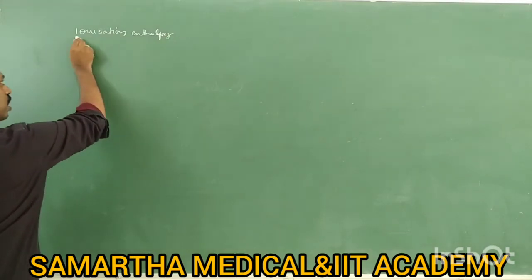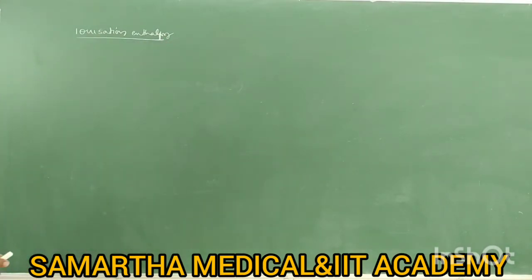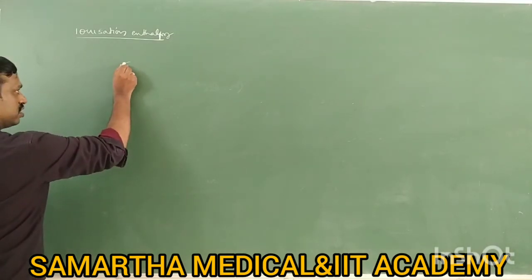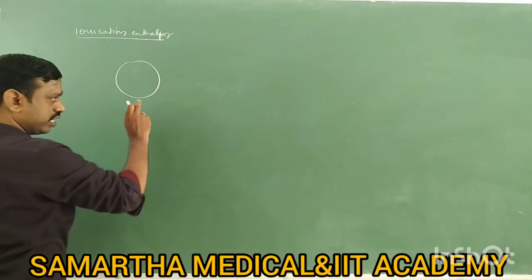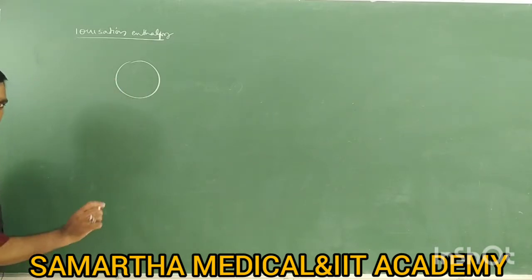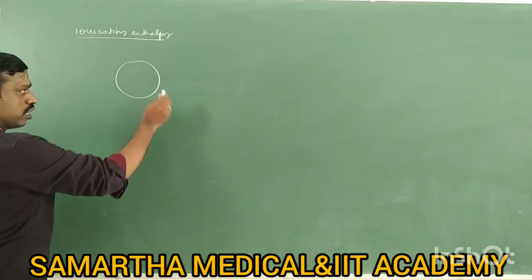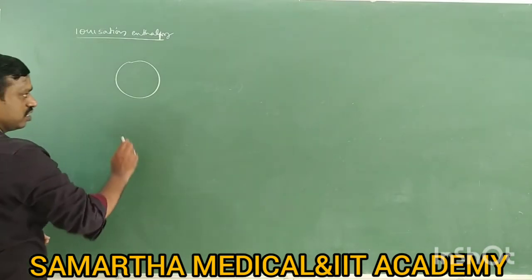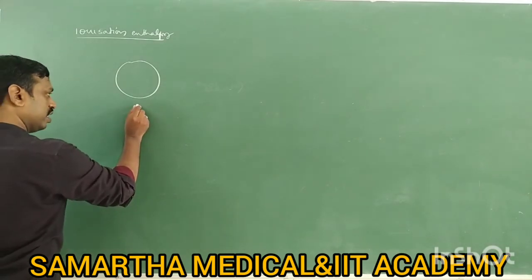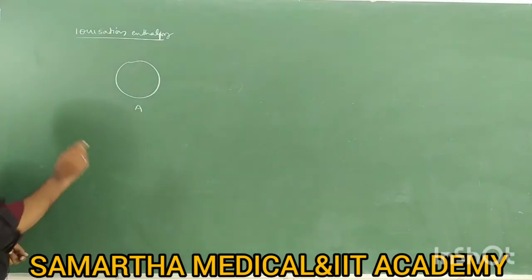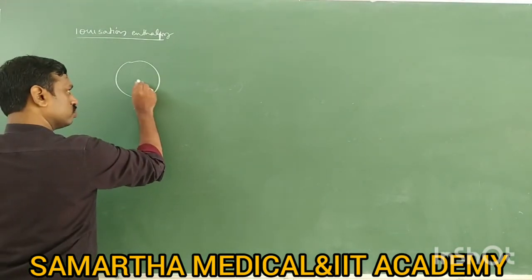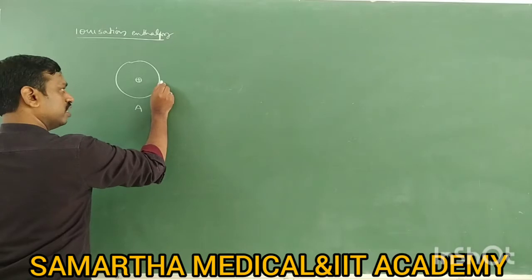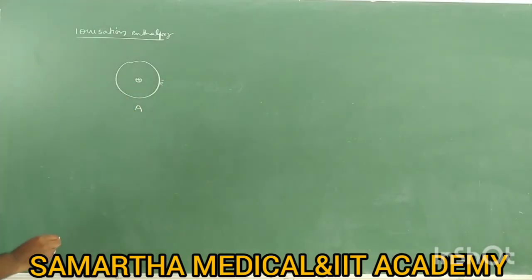right? It is the minimum amount of energy which is required to remove the electron from the outermost orbit in a neutral isolated gaseous atom. It is a neutral atom, it should be in the gaseous state, and it is isolated. It should not be combined with any other atoms or molecules. Take an atom A, isolated and neutral, with a nucleus and a valence shell which has electrons, right?